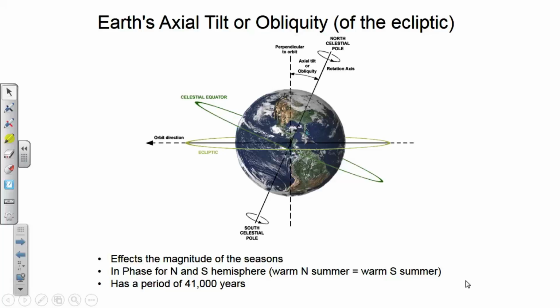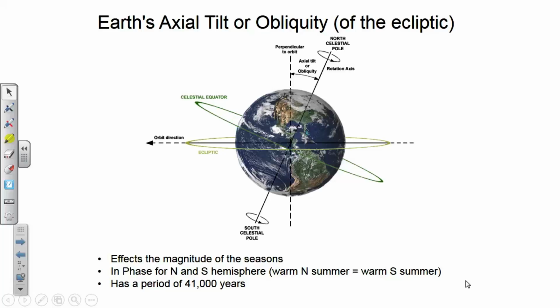So that means that we have short days and it's cold, whereas in the summer, the southern hemisphere is experiencing that at the moment. They're tilted towards the Sun, and they're receiving longer days and warmer days because they're tilted towards the Sun. So when summers are warm in the northern hemisphere, summers are also warm in the southern hemisphere. It's in phase between the two hemispheres.